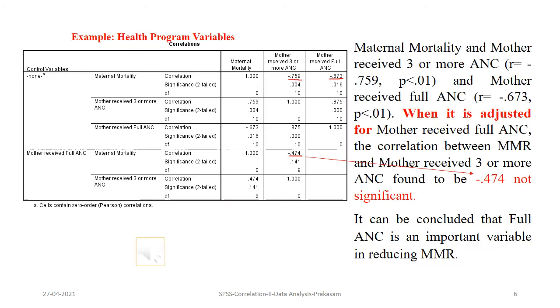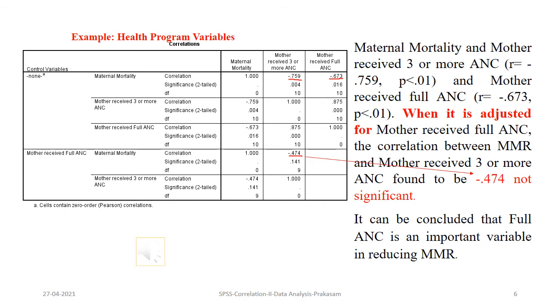of the cars. Let us come back to our own example, that is the health program variables. We have taken here maternal mortality, mothers received 3 or more antenatal care clinic, and mothers received full antenatal care. These are the 3 variables we have taken here. Then we want to observe the relation between the correlation coefficients, which we have already calculated earlier by using SPSS, which has been discussed earlier.